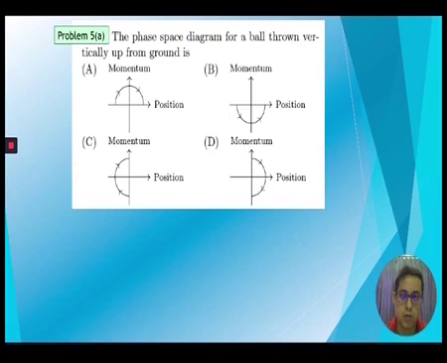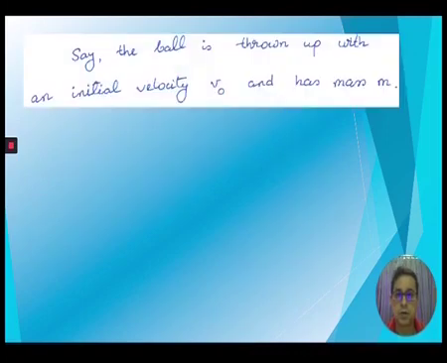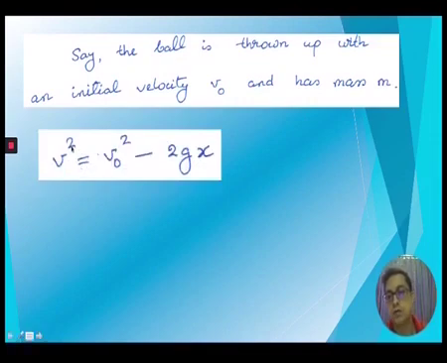When it is thrown vertically up from the ground, how to do it? What you have to do is use the kinematic equation that all of you know. Suppose the ball is thrown up with some velocity v0 and has a mass m. Then you know this equation very trivially: v squared is equal to v0 squared minus 2gx, because it's thrown up. From this equation we have velocity versus position, so you simply have to convert it to a momentum versus position equation.